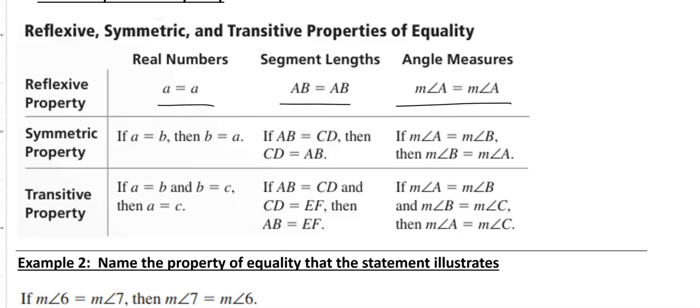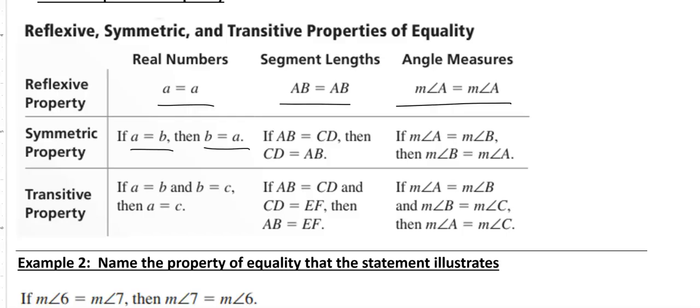But yes, there's a property that says anything is equal to itself, like 2 is equal to 2, or segment AB is equal in length to segment AB. Anything is equal to itself. That's called the reflexive property. I just showed you guys the symmetric property on the last problem. If A is equal to B, then B is equal to A. The order doesn't matter, right? That's called the symmetric property.